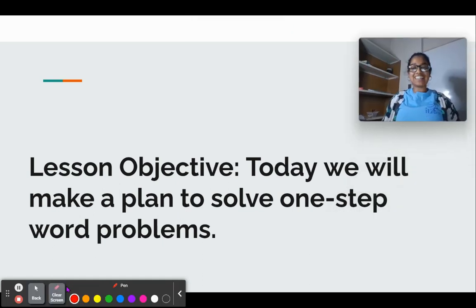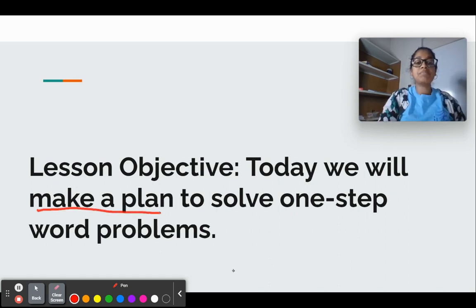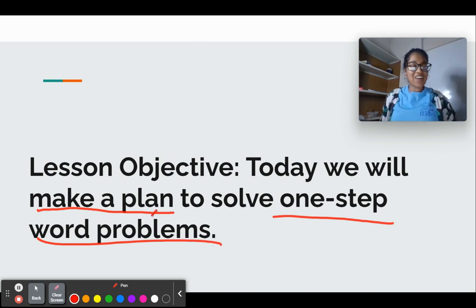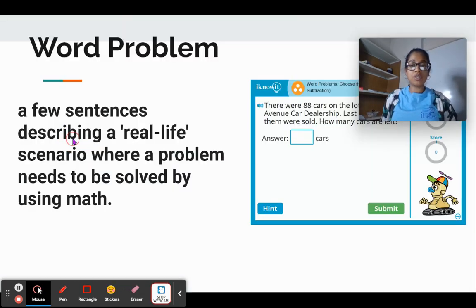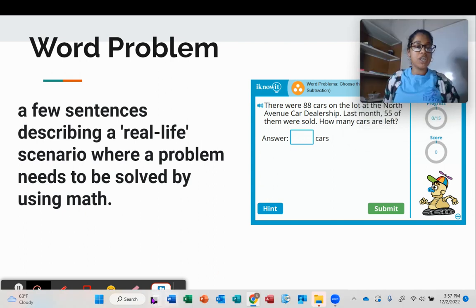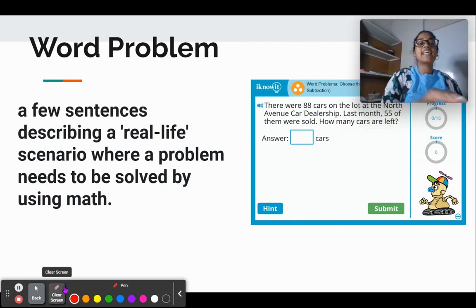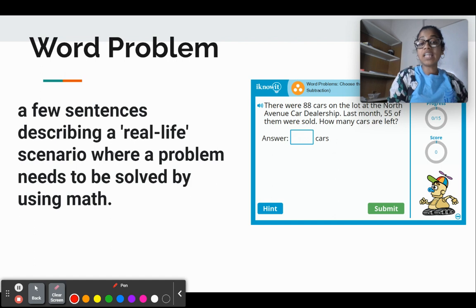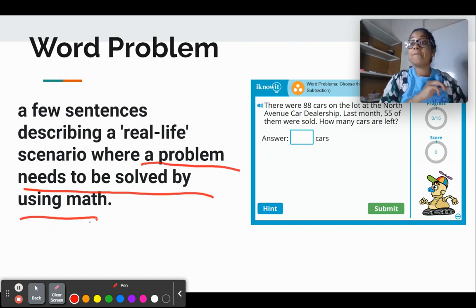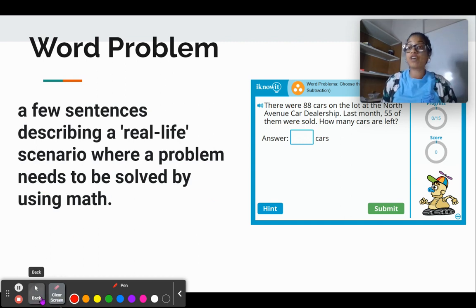Let's go ahead and go over our lesson objective. So our lesson objective for today: we will make a plan to solve one-step word problems. All right, let's review our vocabulary word. We're going to go over what is a word problem. A word problem is a few sentences describing a real-life situation where a problem needs to be solved using math.